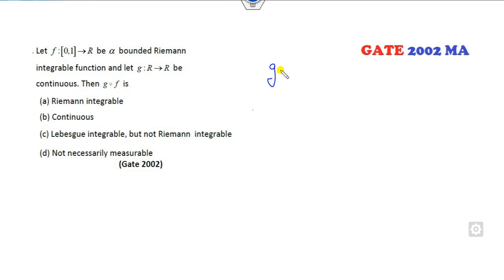Your target is to find G circle F. I already gave you the tip: if F is Riemann integrable and G is continuous, then the composition is Riemann integrable. So you can see that G is continuous, and F is Riemann integrable, so all these properties are satisfied. So this function is Riemann integrable.